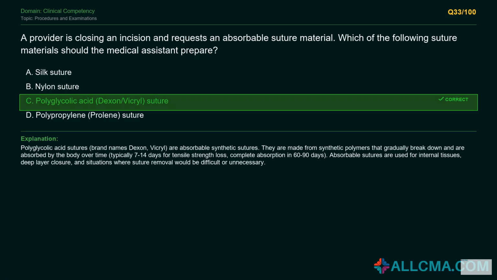The correct answer is C. Polyglycolic acid sutures, brand names Dexon, Vicryl, are absorbable synthetic sutures. They are made from synthetic polymers that gradually break down and are absorbed by the body over time, typically 7 to 14 days for tensile strength loss, complete absorption in 60 to 90 days. Absorbable sutures are used for internal tissues, deep layer closure, and situations where suture removal would be difficult or unnecessary.